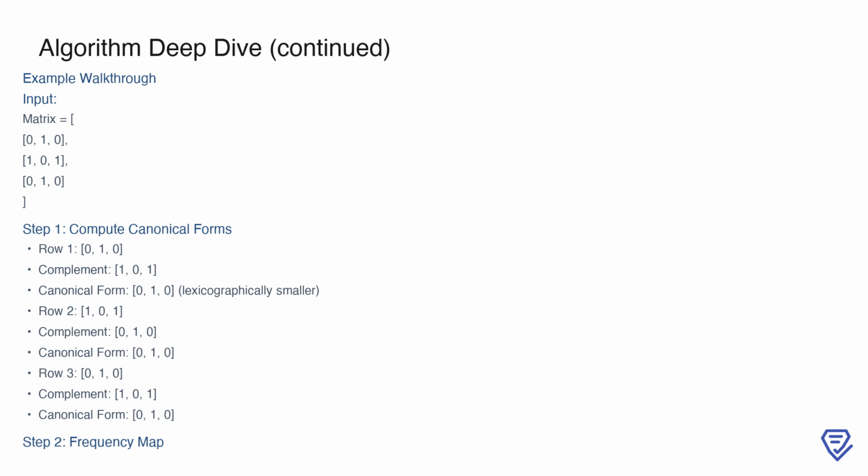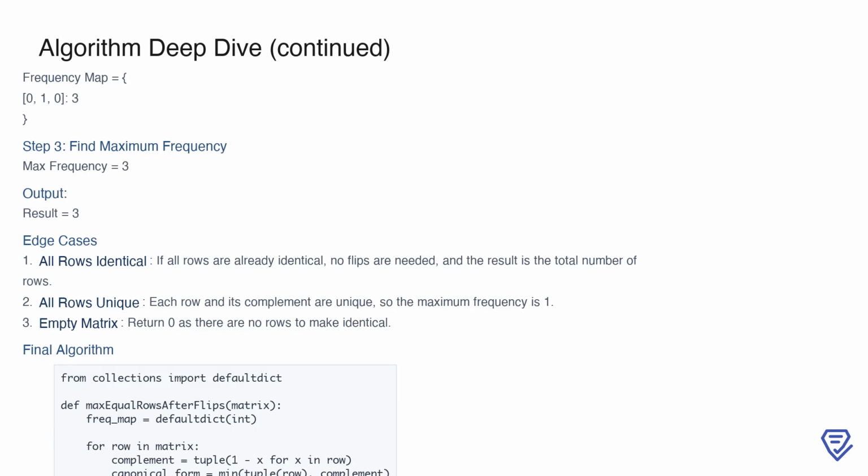Finally, for the third row, 0, 1, 0, the complement is 1, 0, 1, and the canonical form remains 0, 1, 0. After processing all rows, we have consistently mapped all of them to the canonical form 0, 1, 0. At this point, the frequency map contains a single entry, 0, 1, 0: 3. This tells us that all three rows can be made identical by flipping the appropriate columns. The maximum frequency in the map is 3, which is the result of the problem. This example highlights how the algorithm efficiently reduces the problem to counting canonical forms instead of explicitly trying all possible column flips.